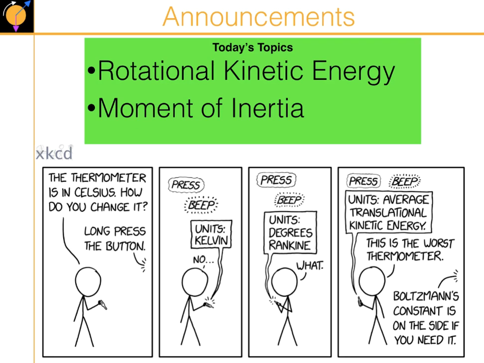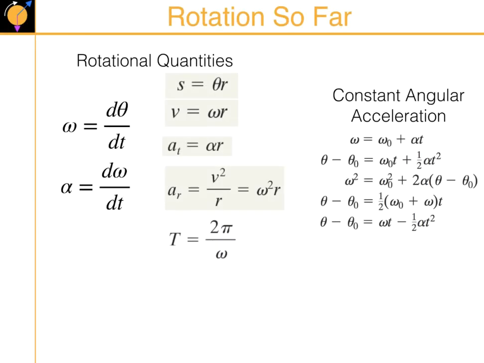Today we're going to look at rotational motion again in a little more detail. We're going to look at concepts of rotational kinetic energy and moment of inertia. So just as a quick reminder of the rotational quantities, there's the angular velocity, which is how many degrees per second the object is rotating through, and there's angular acceleration, which is how fast the angular velocity is changing. There's also these relationships between the angular velocity and the speed of a point a certain distance from the axis of rotation, and tangential and radial acceleration.